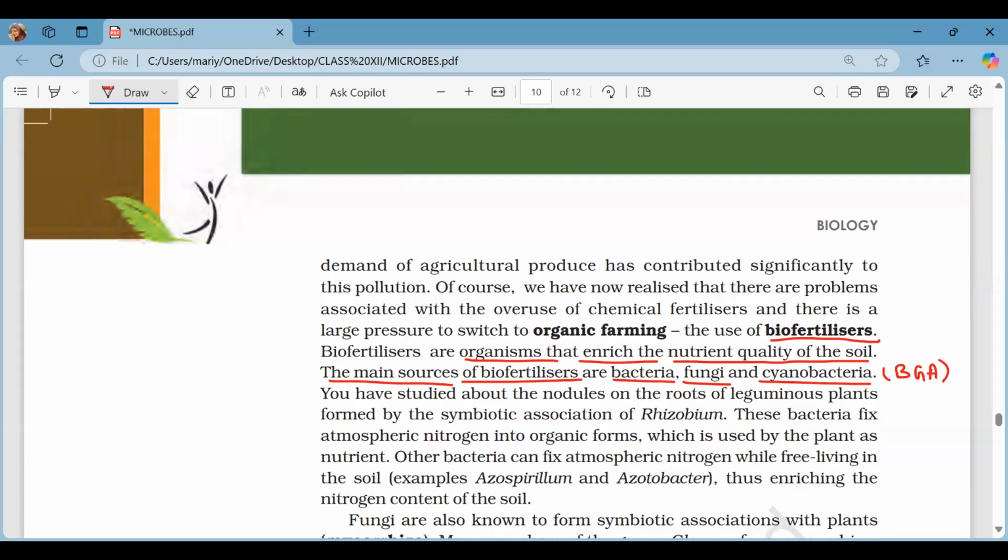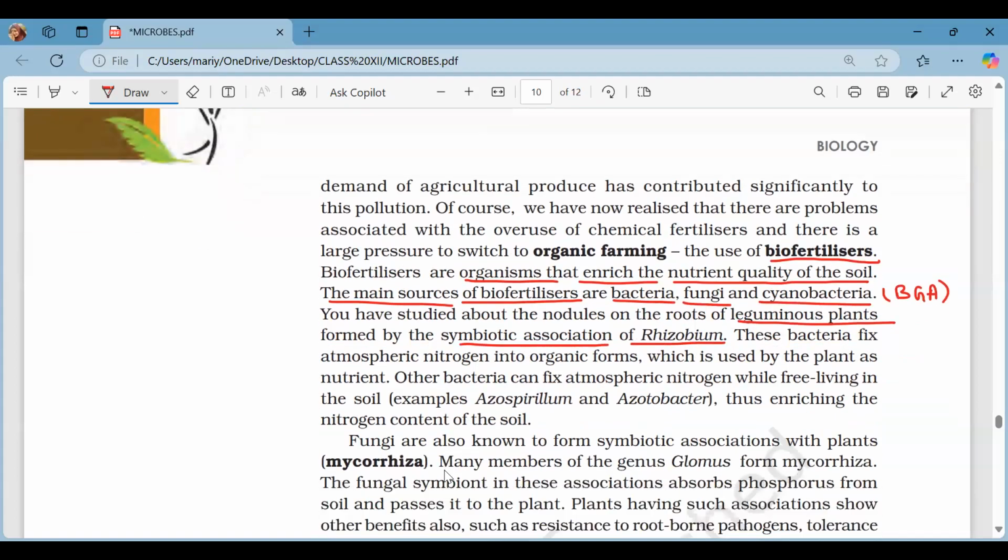Now, you have studied about the nodules on the roots of legume plants formed by the symbiotic association of rhizobium. They do nitrogen fixation, right? So they make nitrogen available to the plant. Other bacteria can fix atmospheric nitrogen while free living in the soil. So azospirillum and azotobacter, they are free living and you can add them into the soil and they will produce nitrogen, thereby giving more nitrogen to the plants.